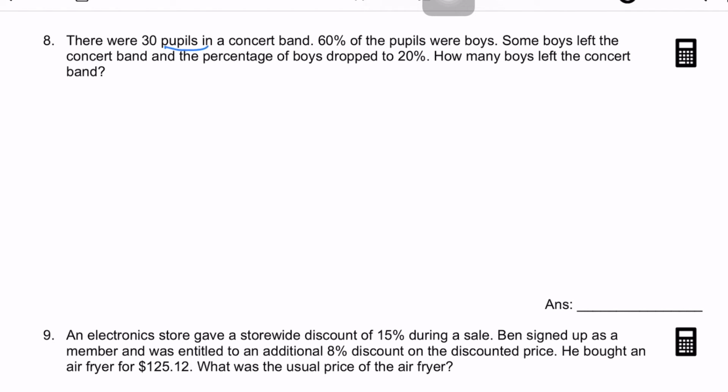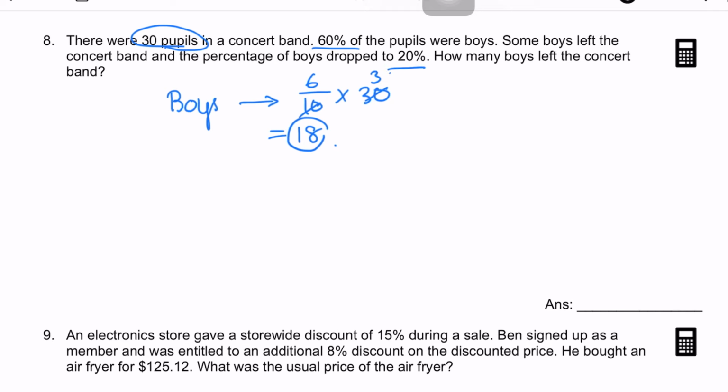There were 30 pupils in the concert band. 60% of the pupils were boys. So let's find out how many boys there are first. So 6 out of 10 times 30, I get 18 boys. Okay? But some boys left the concert band and the percentage of boys dropped to 20%. How many boys left the concert band? So the boys' percentage dropped to 20%, which means 2 out of 10 times 30. That means I would have 6 boys in the end.